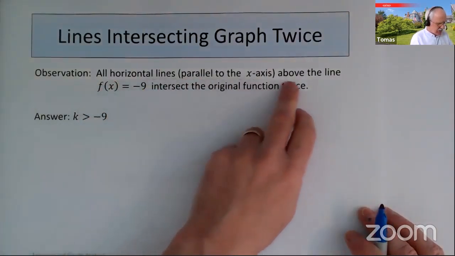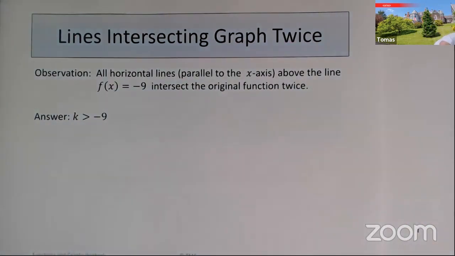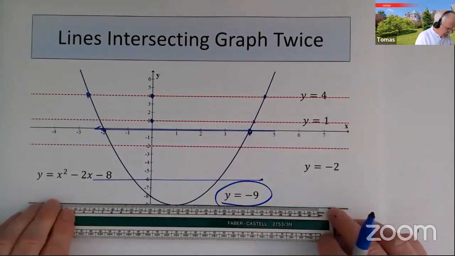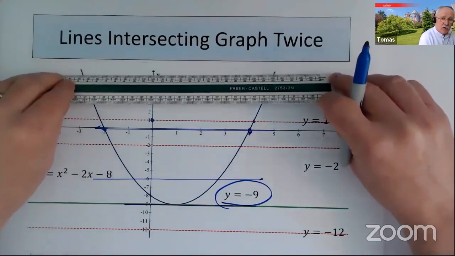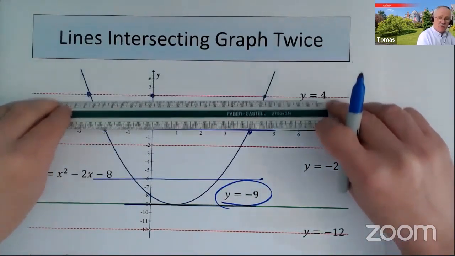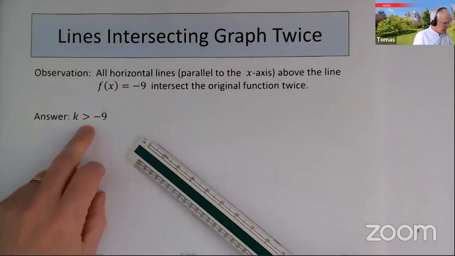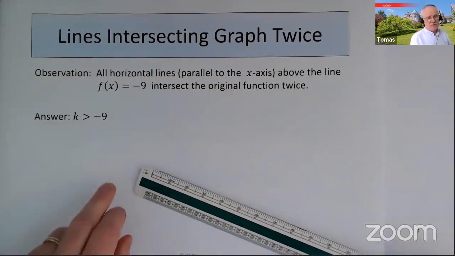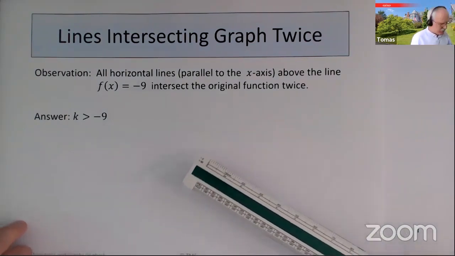So all horizontal lines above the line intersect the original function twice. So basically what they're saying is that at any point above minus 9, no matter how far I go infinitely, there'll always be 2 bits of that function that I'll be hitting. So when k is greater than minus 9, there are two hits. When k is equal to minus 9, obviously it just hits it once. Well, you might have 2 identical roots, but only in one spot.